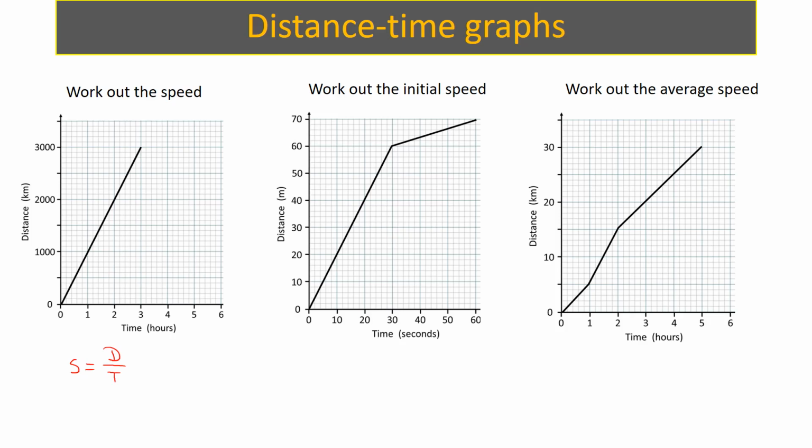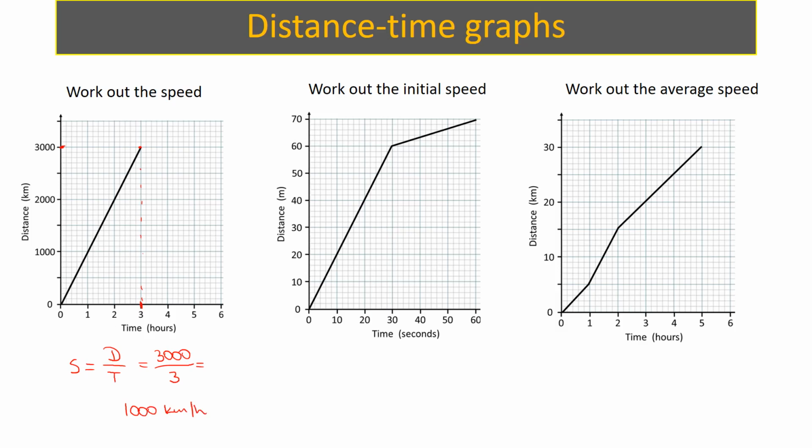So I can see that the line stops here. So the distance is 3,000 for the first question. 3,000 over, now time, I go down to read the time. That is 3, so that is 3 hours. So 3,000 divided by 3, that is 1,000. And that is kilometers per hour.